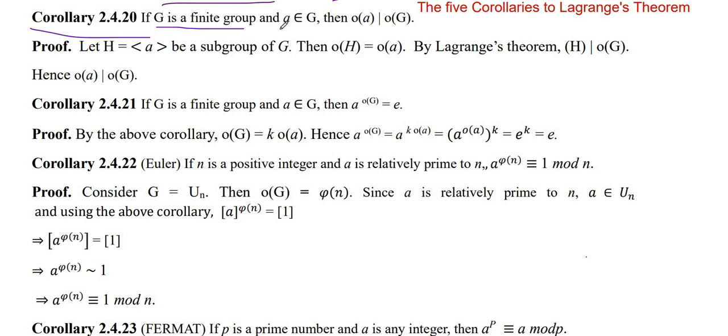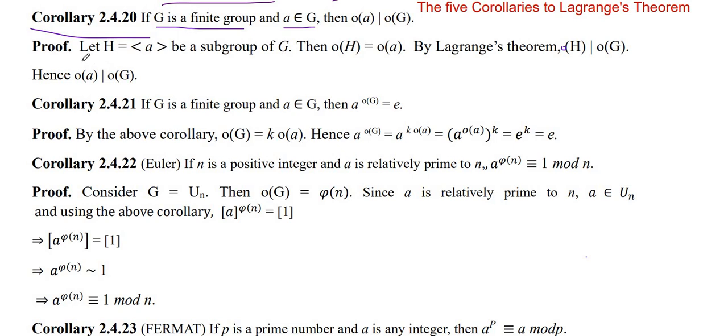If G is a finite group and A is a member of G, then order of A divides order of G. See, what we had in Lagrange's theorem is order of H divides order of G. When G is a finite group and H is a subgroup, order of H divides order of G is Lagrange's theorem. Whereas here, what we prove is we consider an element A in G, and we have to show that the order of that element divides order of G.